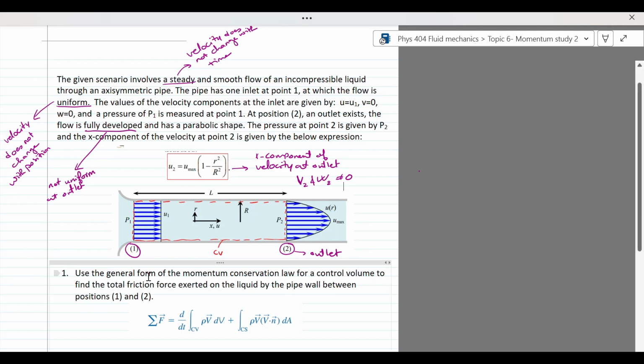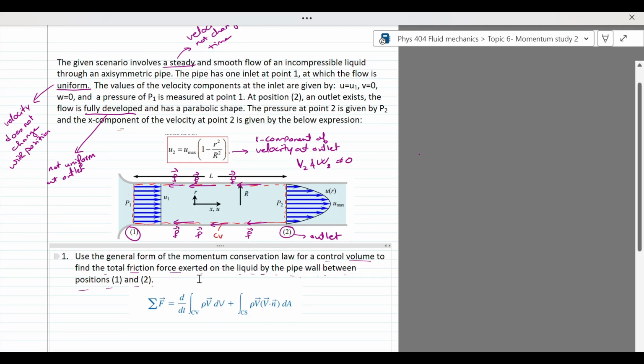Our question is, use the general form of the momentum conservation law for a control volume to find the total friction force exerted on the liquid by the pipe wall between positions 1 and 2. So we want to find the total friction force. I can draw it here for you. The friction will be along all of the borders of our pipe, and they will be opposing the flow. Our flow is to the right, so the friction will point to the left.